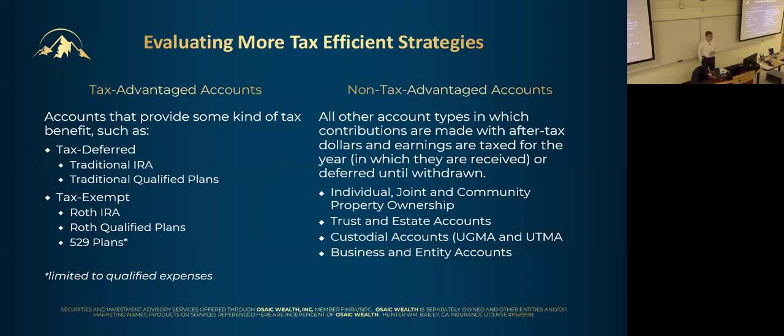So that would be your college savings plans. Then you've got your non-tax advantaged accounts, which is pretty much everything else. So every other account that you can think of, your individual, your joint community property, trust and estate accounts, all your custodial accounts, and then business and entity accounts. So you're getting after-tax dollars, and if you've got earnings or capital gains, it's taxed in the current year, and then you get to take those out.